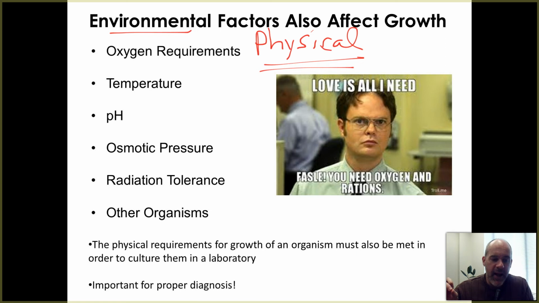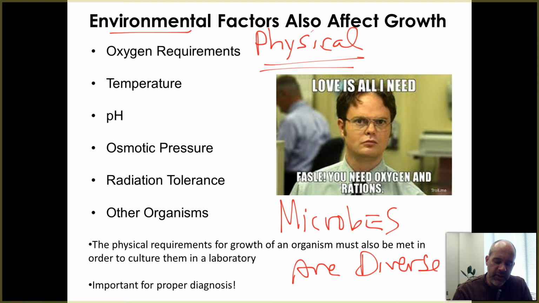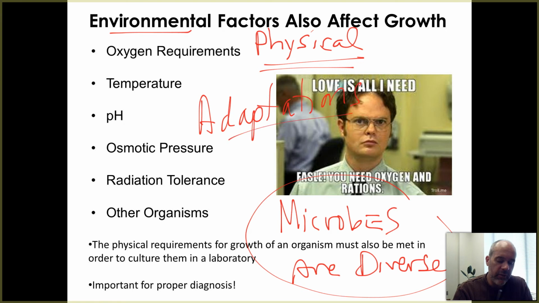Now, again, I think I mentioned in class when we started this unit, when you take anatomy and physiology, you learn about human metabolism. All humans are alike in terms of their physical or environmental factors that are required for growth, and your chemical nutrients that are required for growth and survival. Microbes, on the other hand, are very diverse. Different microbes have different environmental factors that affect their growth. It depends on the environments that they're adapted to. The adaptations of microbes are very, very important. Different microbes are adapted to different environments.